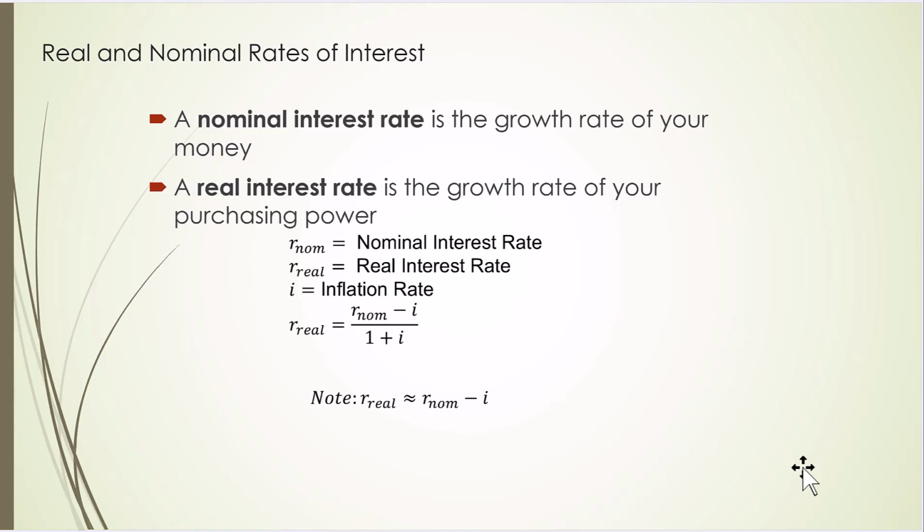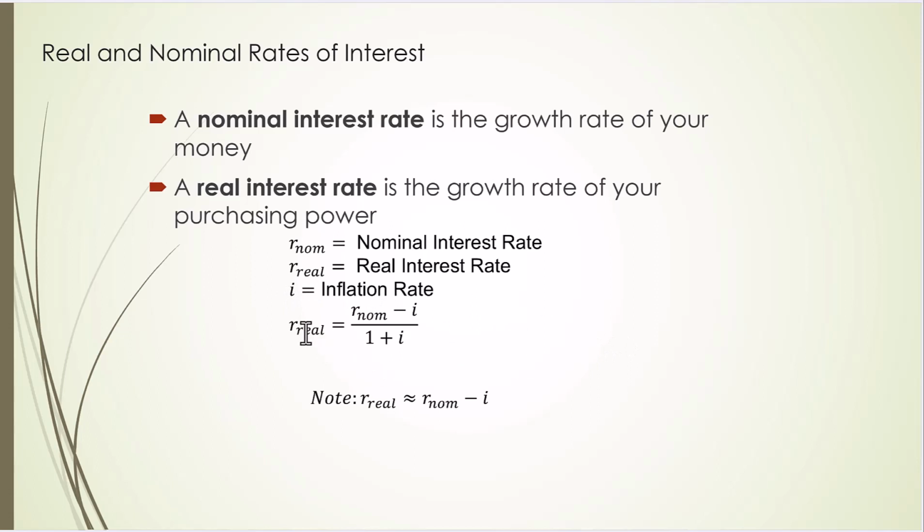How can we incorporate that into our estimates of what returns should be? Now, the nominal rate of interest is the growth rate of your money. But the real rate of interest is the growth rate of your purchasing power. So, again, we have our R subscript nom for nominal and R subscript real for the real interest rate. I is the inflation rate.